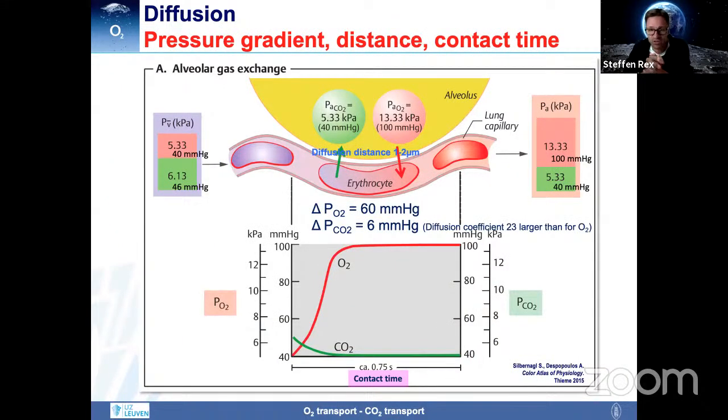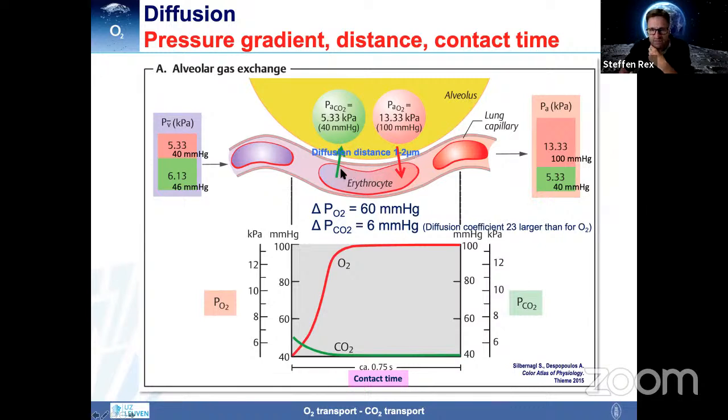These are now the values that are important to understand diffusion, the law by Fick. Here on the left side, we have the pulmonary artery. Here we have the pulmonary capillary, and this is the venous side of the lung capillary. And you see, the diffusion distance, which is important for the law of Fick, is very small. It's 1 to 2 micrometers only.